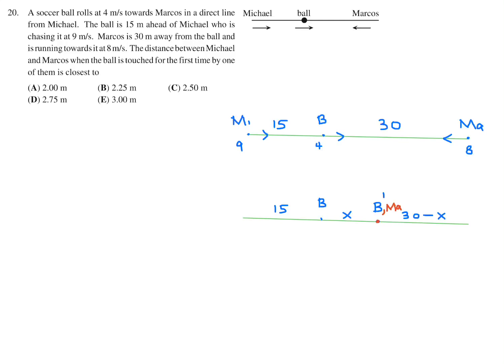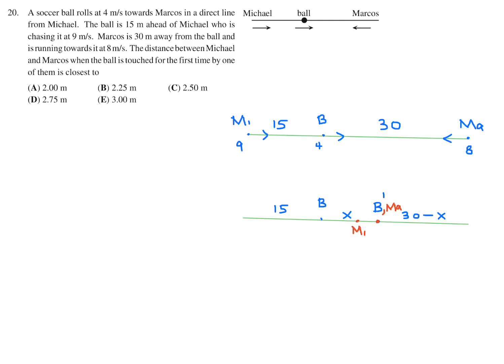So this spot represents where the ball is and also where Marcos is. Okay? Now, Michael doesn't get to the ball first, according to my plan or my prediction, I guess. So he's going to end up somewhere along here before we get to that ball. I don't know where he's going to be, so I'm going to say he's approximately here. Okay? Approximately here. So I'll call that MI for Michael.